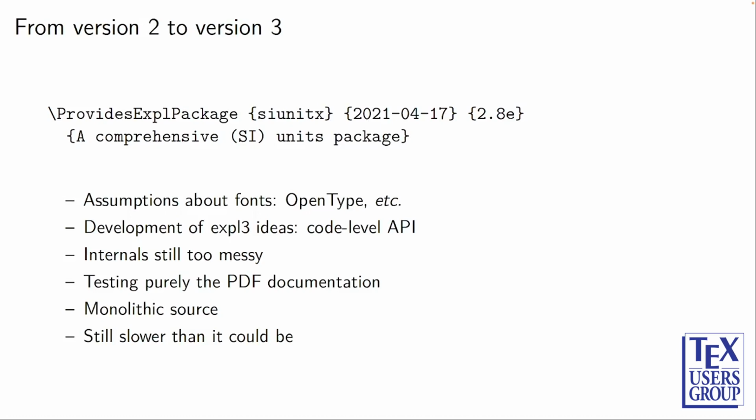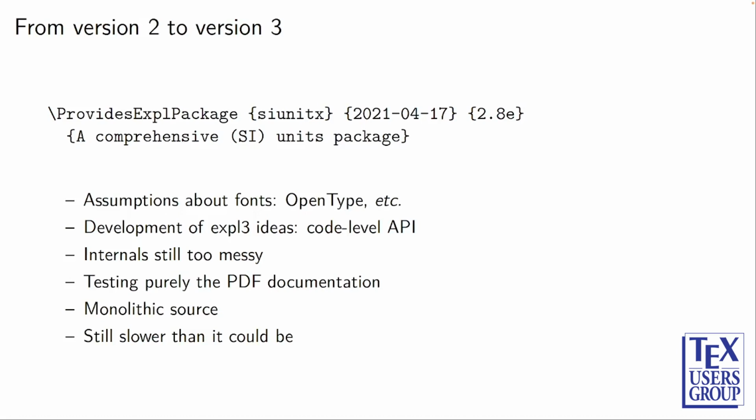The internals are still too messy, and that links to it being a monolithic source. So there's rather a lot of code in version 2 where one part of an implementation relies on knowing about another part, just too much of it. The only testing there is the documentation. You touch the documentation, if that works, it's probably okay, and that's not ideal. That document is pretty long, it's getting on for 100 pages, and so finding mistakes is problematic. And there are still performance issues. So I wanted to address all of that.